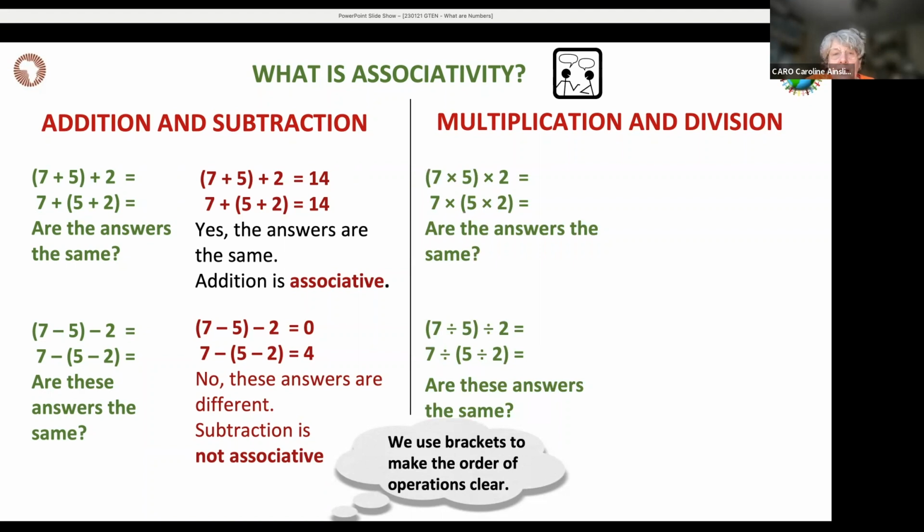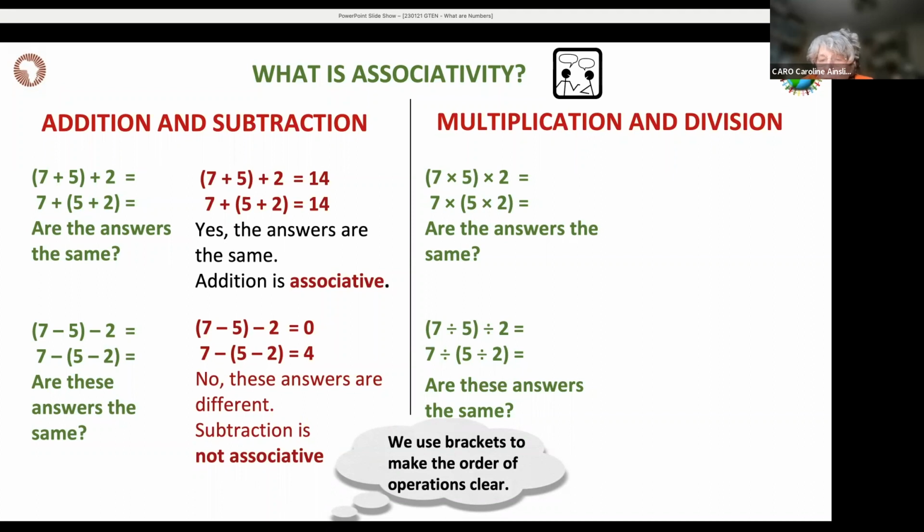Going on to multiplication, again, we're putting in the brackets to make clear which we're doing first. Section A is the multiplication, section B being the division. Are the answers the same irrespective of the order you're doing it in? Are the answers for division the same irrespective of which order you do them in?